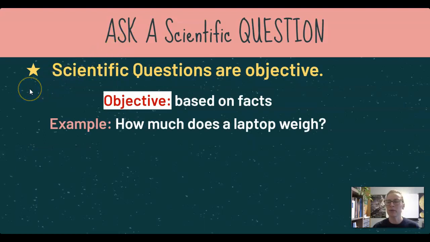We have to be careful though, because there's different types of questions, right? And we only want to focus on scientific ones. Scientific questions are objective, right? So objective means something based on facts. An example of a scientific question would be, how much does a laptop weigh? Right? Because that's a question that is based in fact. I can weigh a laptop.